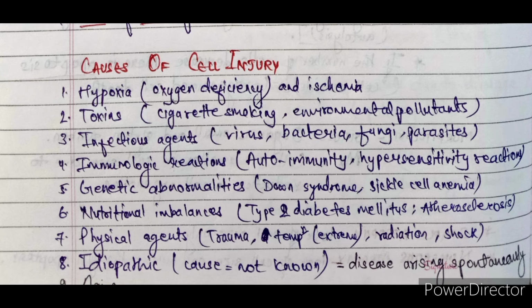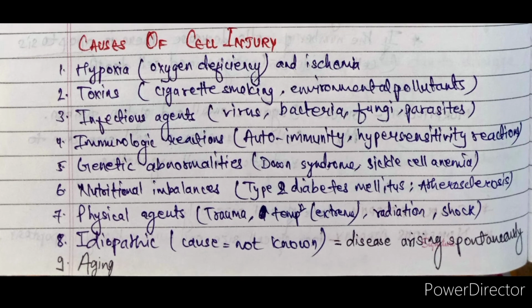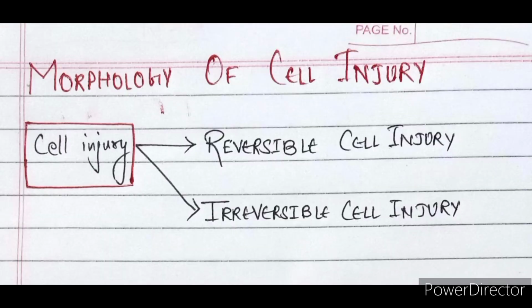Number 7 is physical agents such as trauma, temperature, radiation and shock. Number 8 is idiopathic, which means the disease arises spontaneously without any known cause. Number 9 is aging. Due to cellular aging, there is a decrease in the normal functioning of a cell, causing cell injury. So now we will study the morphology of cell injury.